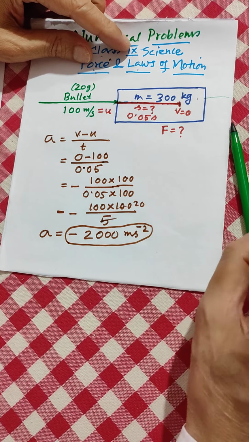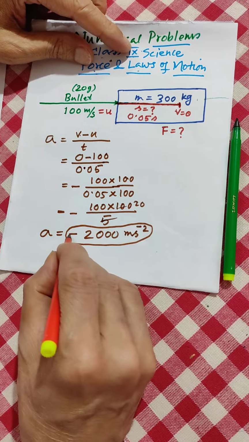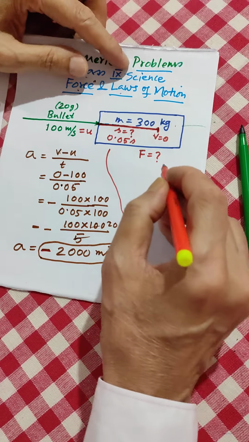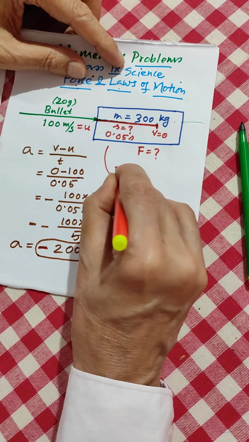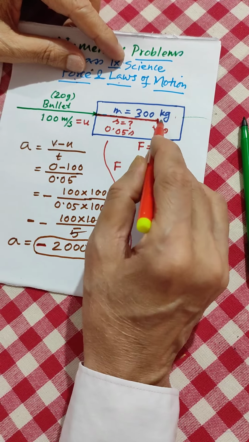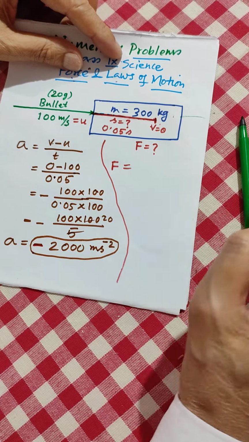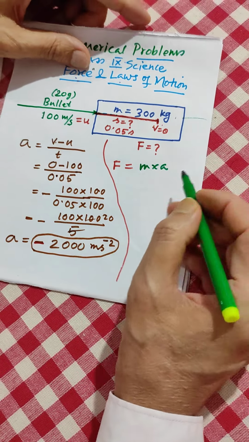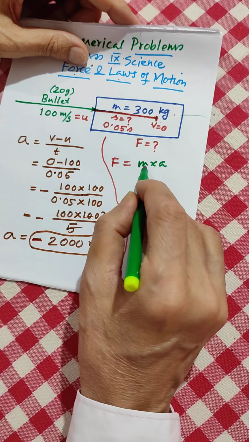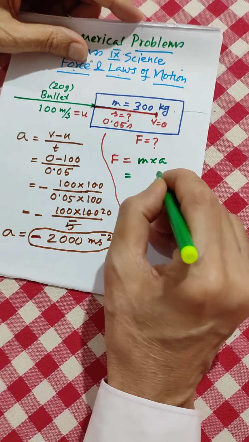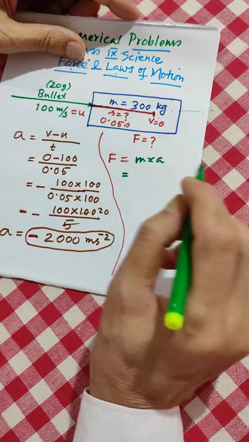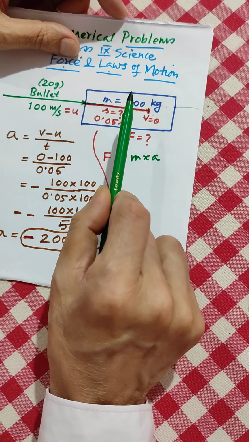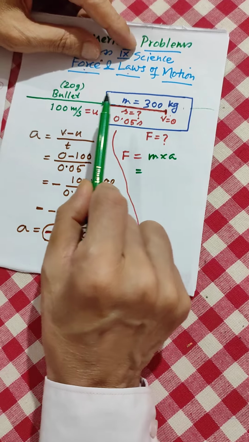After finding this acceleration, which is actually retardation because it is negative, we can now find the force exerted by the block on the bullet. You know the formula: F equals ma, mass into acceleration. Now whose mass and whose acceleration will you take? The question is to find the force exerted by the block on the bullet.